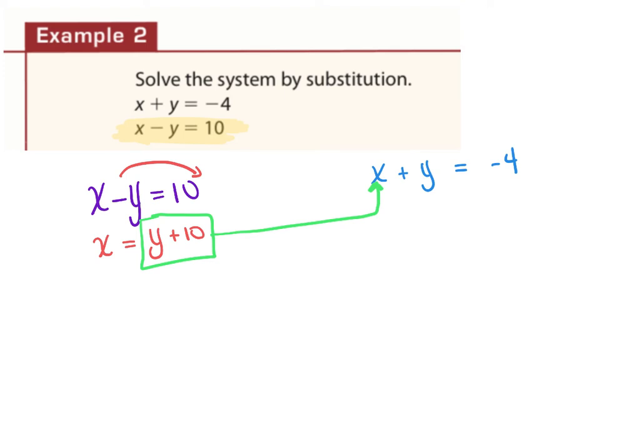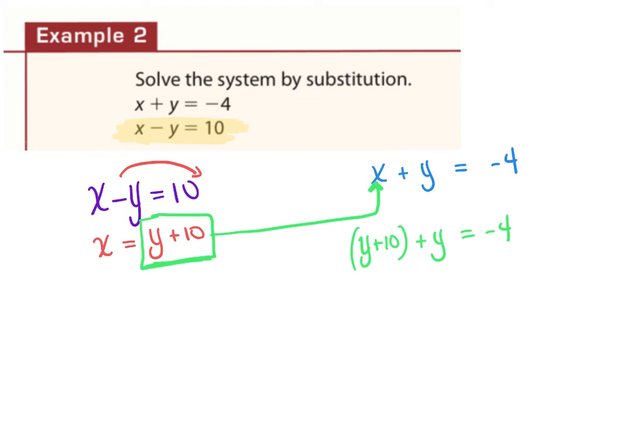All right? So I have x plus y equals negative 4. I'm going to rewrite this and replace my x with this right here. Okay? So instead of x plus y, I'm going to write y plus 10. I'm just substituting it in. Okay? So when you do not have a variable already solved, you're going to find the easiest one to get by itself in either equation. Once you get it by itself, you are going to now substitute it into the other equation, the one you have not solved yet, okay?